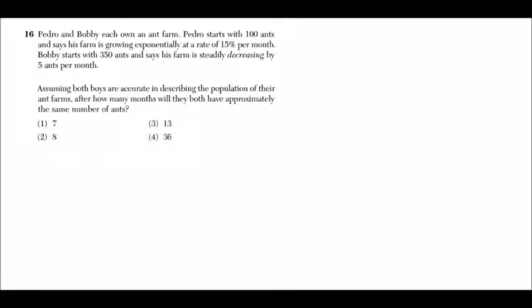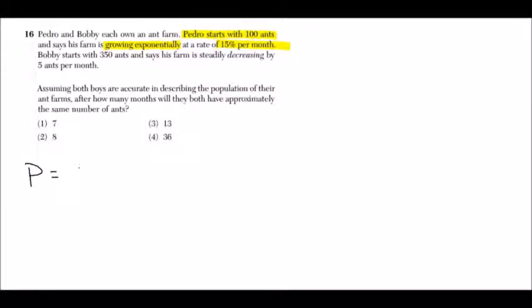This is question number 16 on the January 2017 Algebra 2 Common Core Regents, and this is an exponential growth and linear decay or linear decrease question. So we have Pedro and Bobby, who each own an ant farm. Pedro starts with 100 ants and says his farm is growing exponentially at a rate of 15% per month.